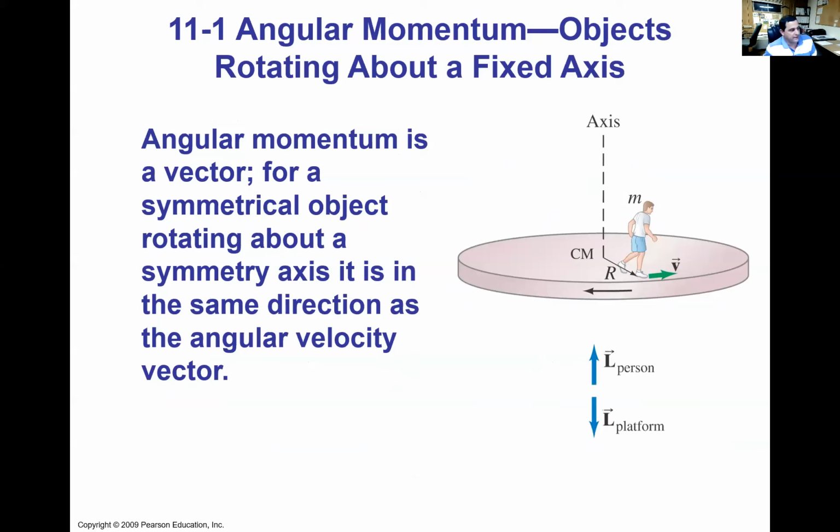Angular momentum is a vector for a symmetrical object rotating about a symmetry axis. It is in the same direction as angular velocity. So if you have a person walking along a circular platform, both of them are initially going to be at rest. If the person starts walking along at some speed v, the platform, assumed to be mounted on a frictionless bearing, will rotate in the opposite direction such that the total angular momentum remains zero.